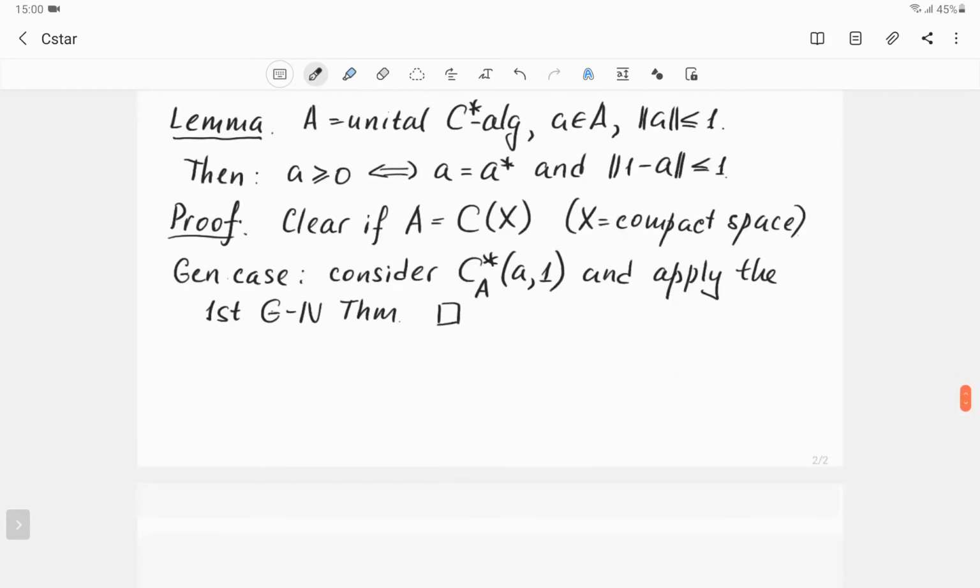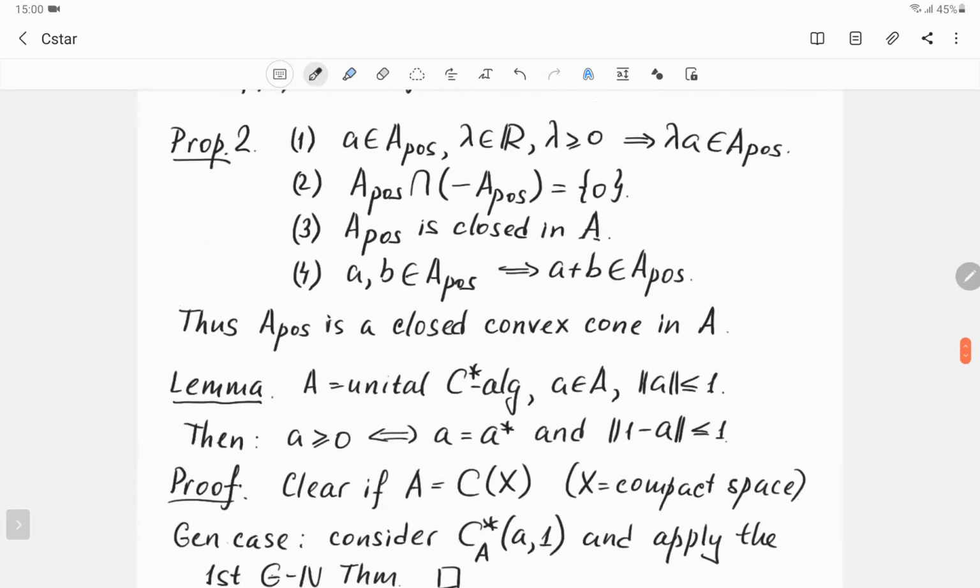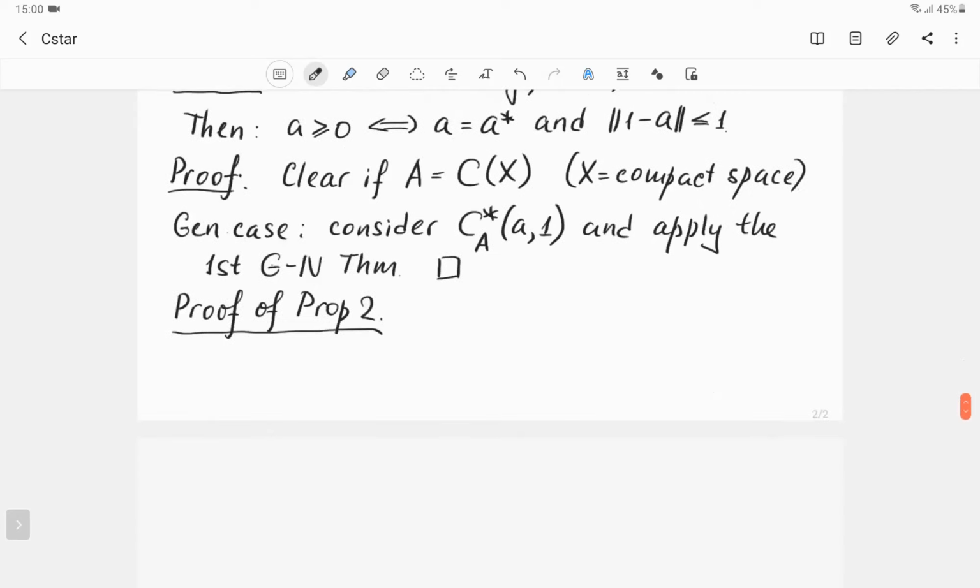And now we are ready to prove proposition 2. First of all, part 1 is clear from the definition. If we look at the definition of a positive element, it's clear that the set of positive elements is stable under multiplication by non-negative numbers. Okay, now property 2.